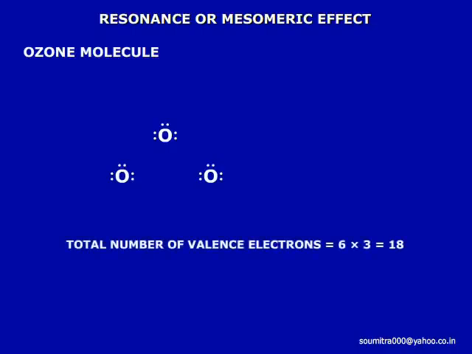First of all, let us consider the ozone molecule. We will try to draw the Lewis structure. There are 3 oxygen atoms in ozone. Therefore, the total number of valence electrons is 18.